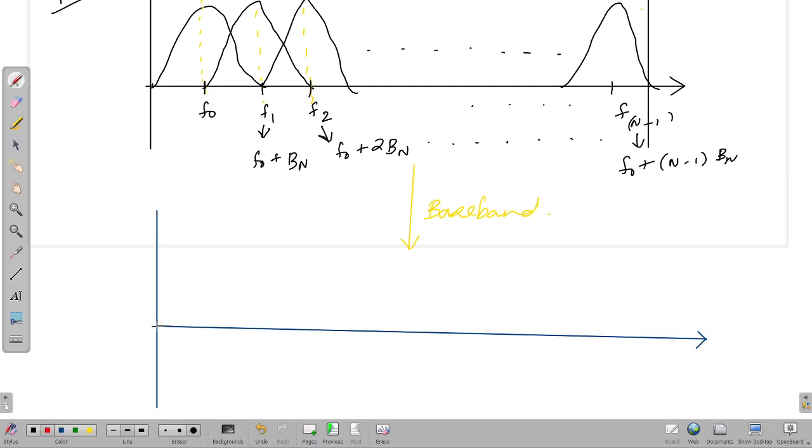And you have subcarriers. When I subtract f0 from this system, actually this gets shifted here, but it doesn't look really good. So let me just draw it from here. Imagine that this is zero frequency.